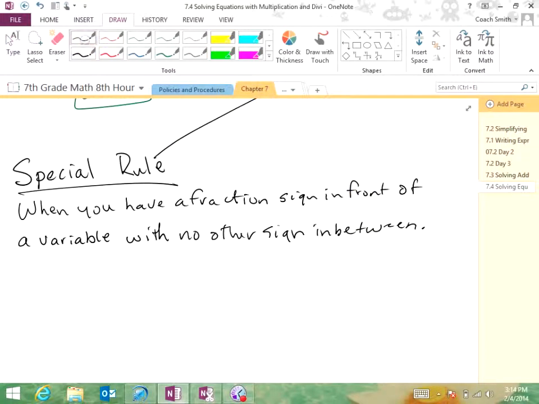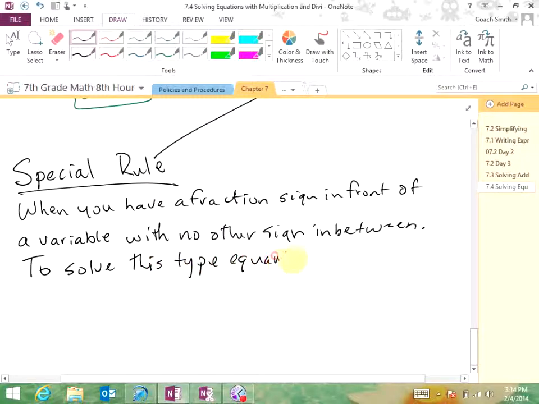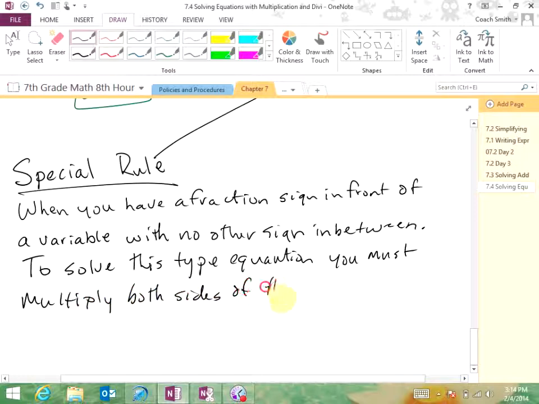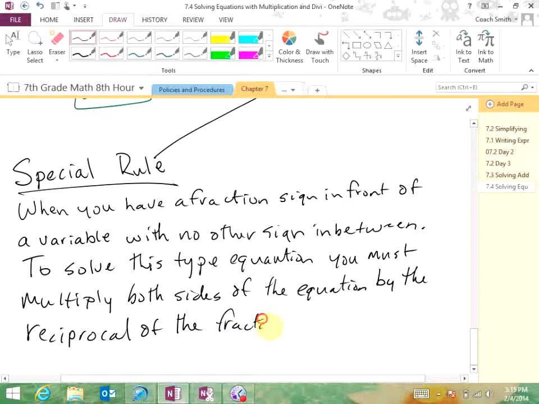So, to solve this type of equation, you must multiply both sides of the equation by the reciprocal of the fraction. Actually, it's not a fraction sign. Just mark that word out. So you're dealing with positive and negatives right now. Just everything's a sign.